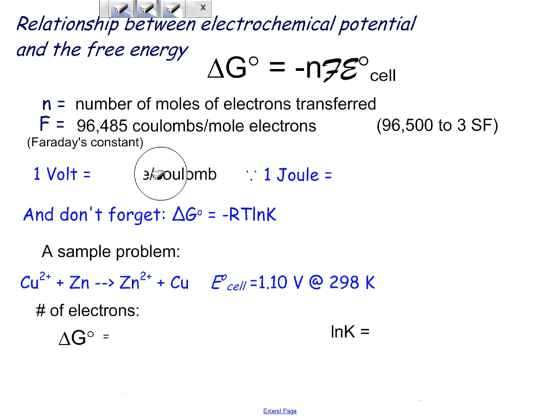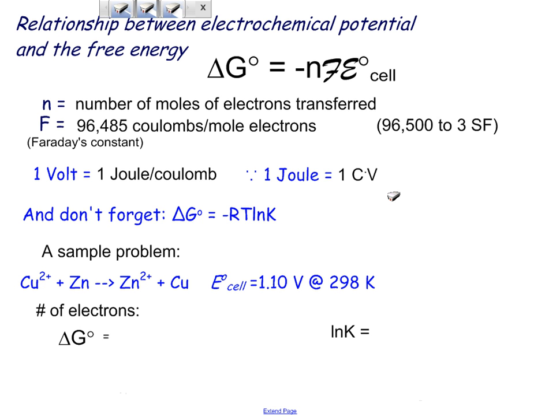So let's take a look at the units. A volt is defined as a joule, measure of energy, per coulomb, unit of charge. So if we rearrange that a tiny bit, a joule is a coulomb times a volt. A joule is coulombs, F is coulombs times volts. I'm going to mostly use the 3 significant figure version of Faraday's constant. That's what shows up on the AP test.